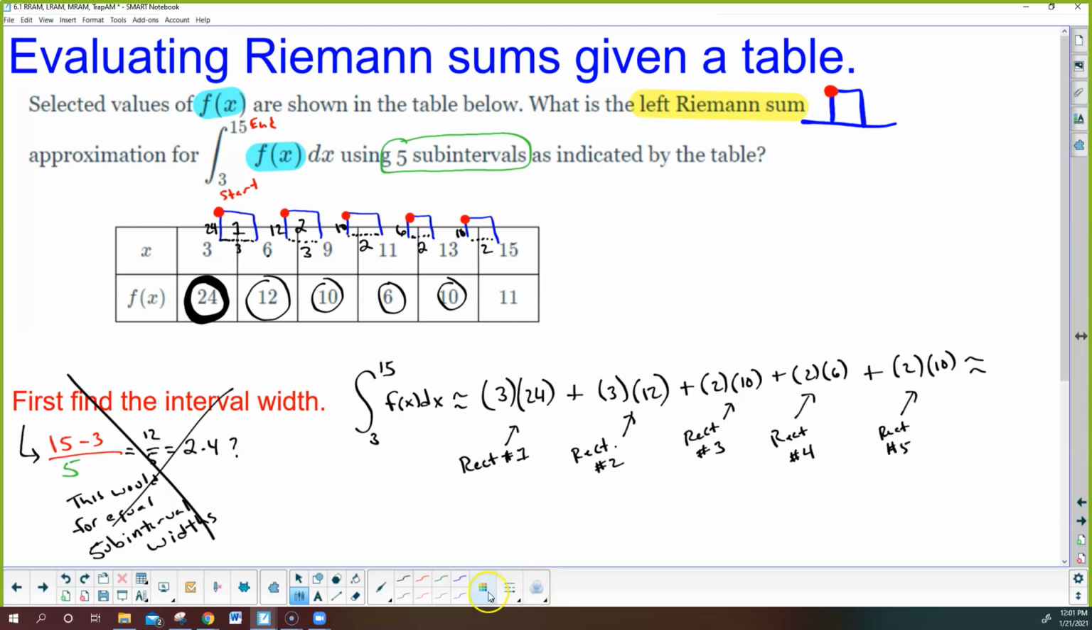And then it's literally just multiplying each piece and then adding it all together. And then just add them all up.